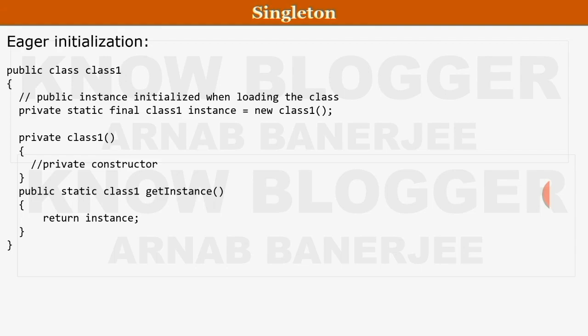And the static final. Why the static final? Final makes the variable constant. Once the variable is assigned a value, the value will not be changed in the future. This is the constant variable.